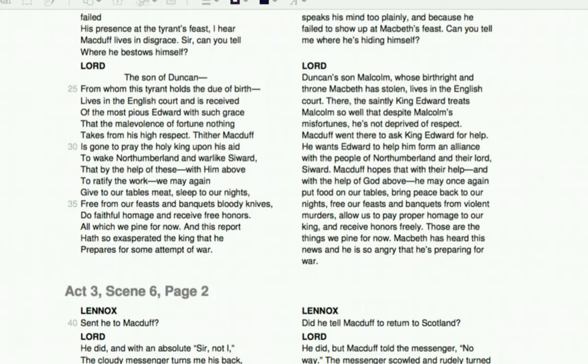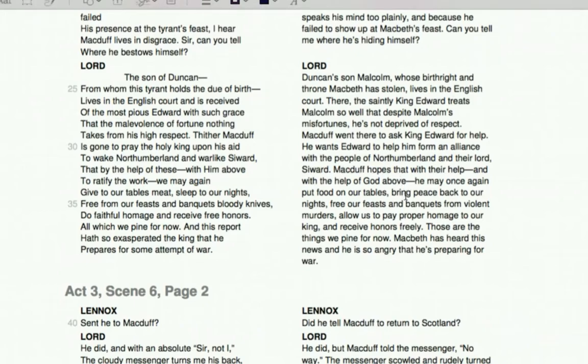Okay. So here we learn that, at least the Lord knows, that Malcolm is in England, and he is trying to get the King of England, King Edward, to join forces with him to come back to Scotland and fight for his throne. He says that he is the rightful heir to the throne, whose birthright and throne Macbeth has stolen. And we also learn that Macduff went there to ask for that help from King Edward. He says Macduff hopes that with their help and with the help of God above, he may once again put food on our tables, bring peace back to our nights, free our feasts and banquets from violent murders, and allow us to pay proper homage to our king and receive honors freely.